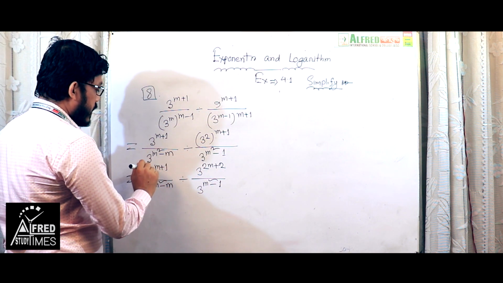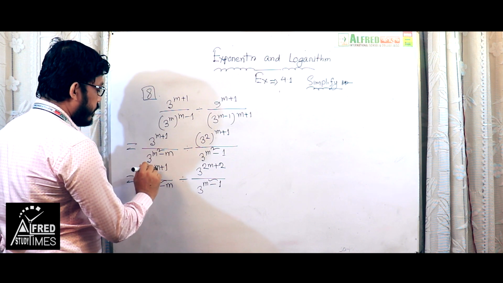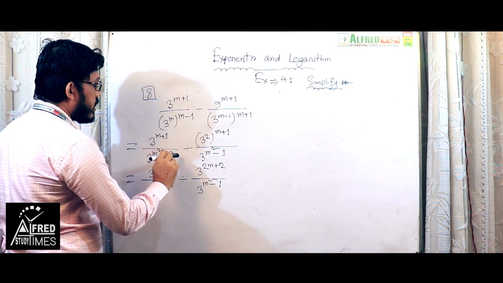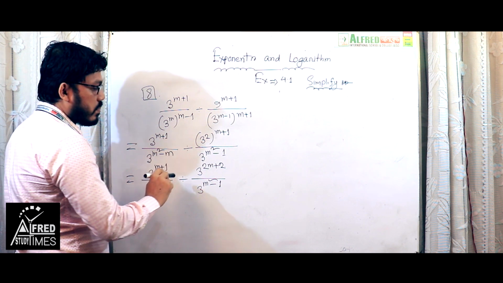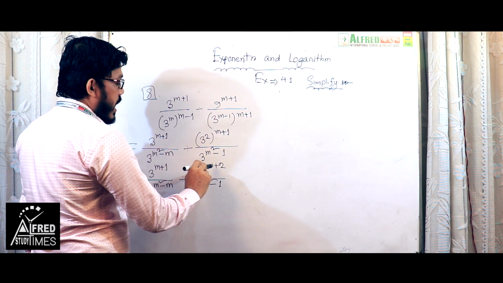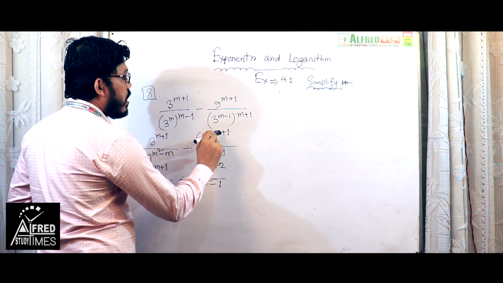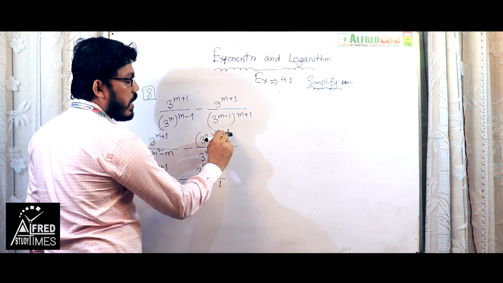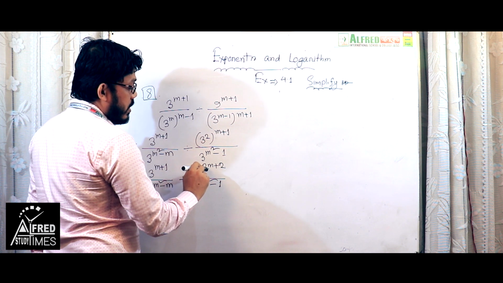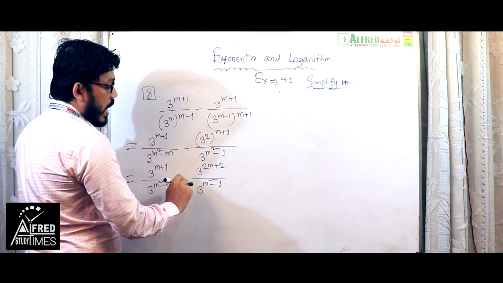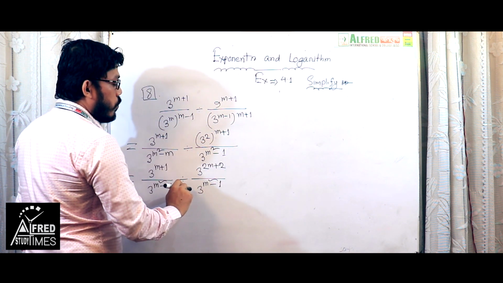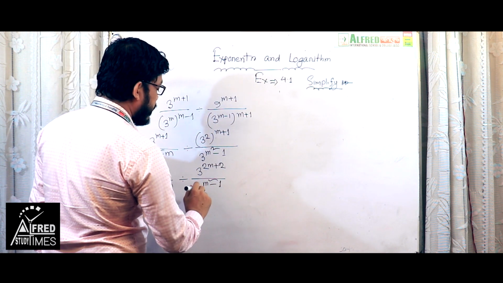Now in the second step, we can write 3 power m plus 1 divided by 3 power m square minus m without any change. Next, we can multiply the power and whole power, 2 with m plus 1. After multiplying, we have got 2m plus 2, and at denominator we cannot make any change.